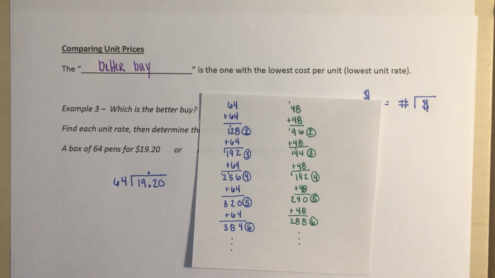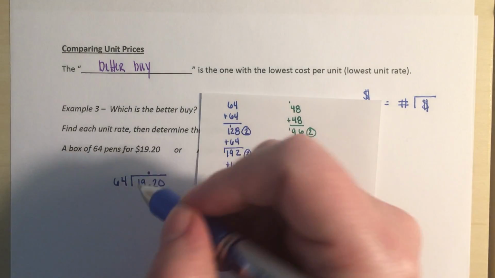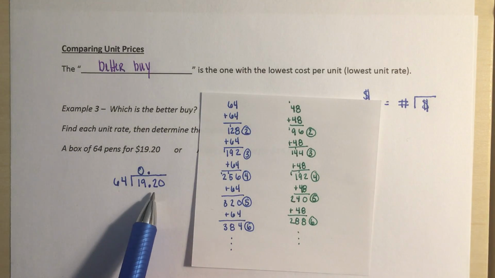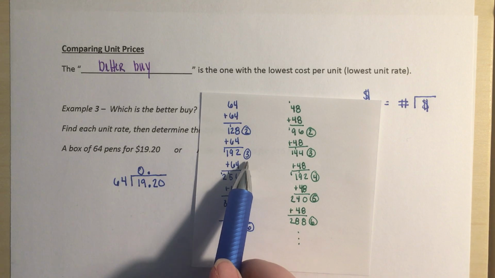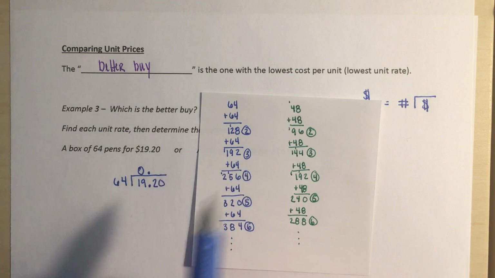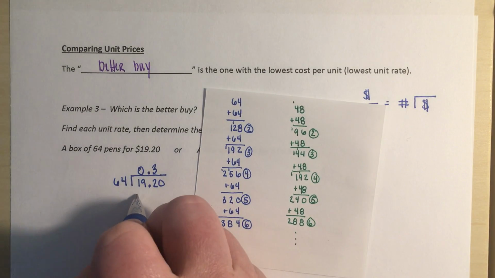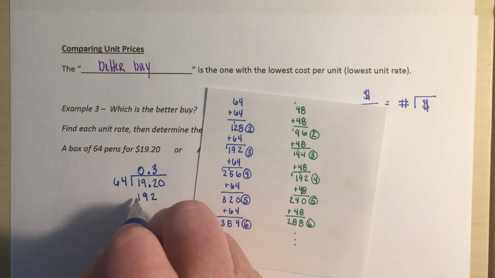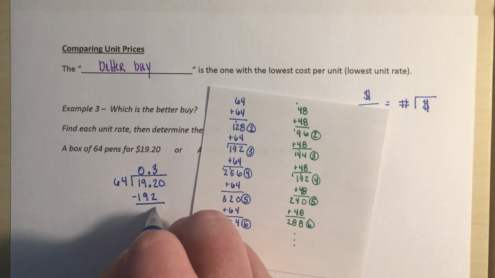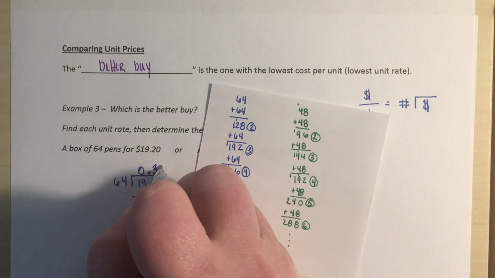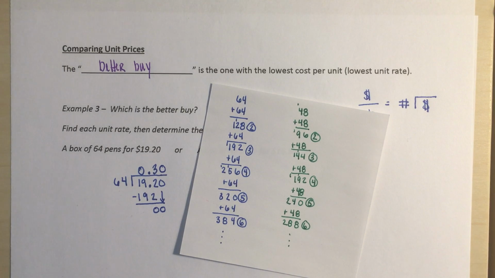So 64 does not go into 19, so we're going to put a 0 out front. So we're looking at 64 into 192. If we look at that, that turns out to be exactly 3 times. So our 3 is going to go up top. 3 times 64 is going to give us 192. Subtract, we get 0. We bring down our other 0. Well, there's nothing left over. 64 can't go into 0.